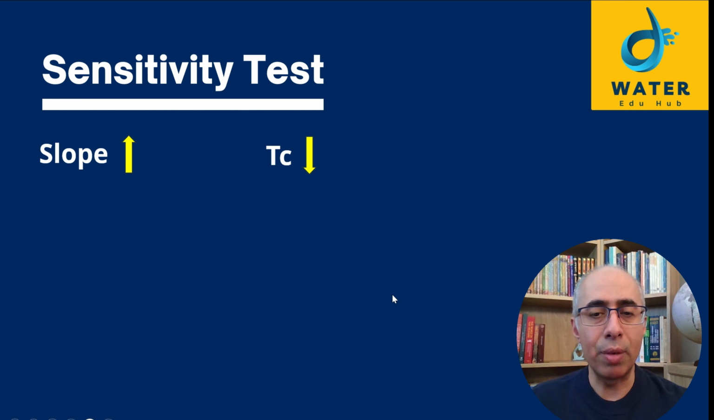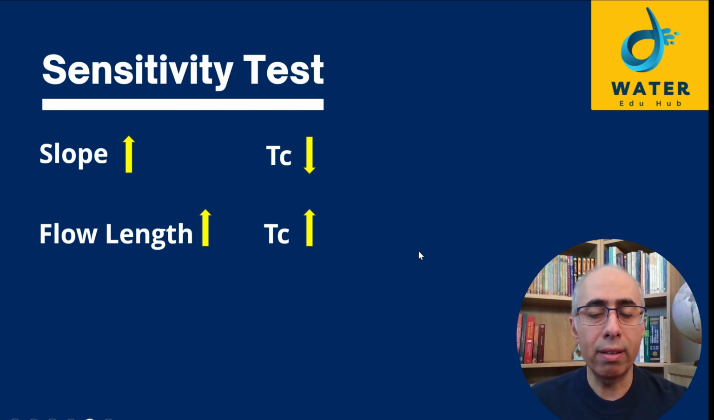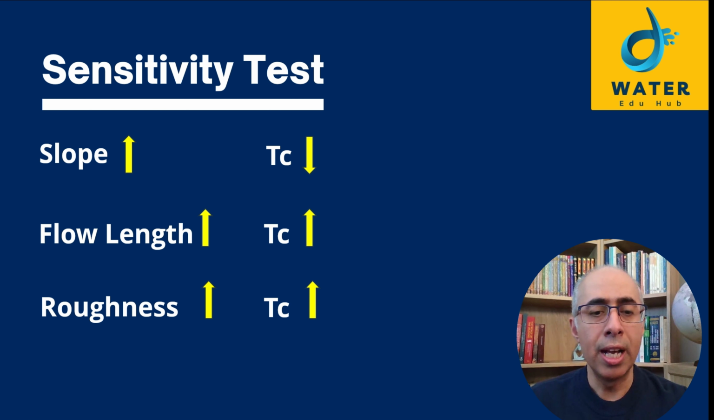Based on the formulas that we have, in all of them, slope, if you check, you will see that it has a kind of inverse relationship with TC. So if I increase the slope, TC will reduce, which means it is basically related to the velocity. So having a larger slope creates larger velocities of flow, and that means that the time of concentration reduces. If we go for flow length, obviously longer pathway gives us a longer time of concentration, and roughness, if increases, will also create a longer travel time or time of concentration for us.